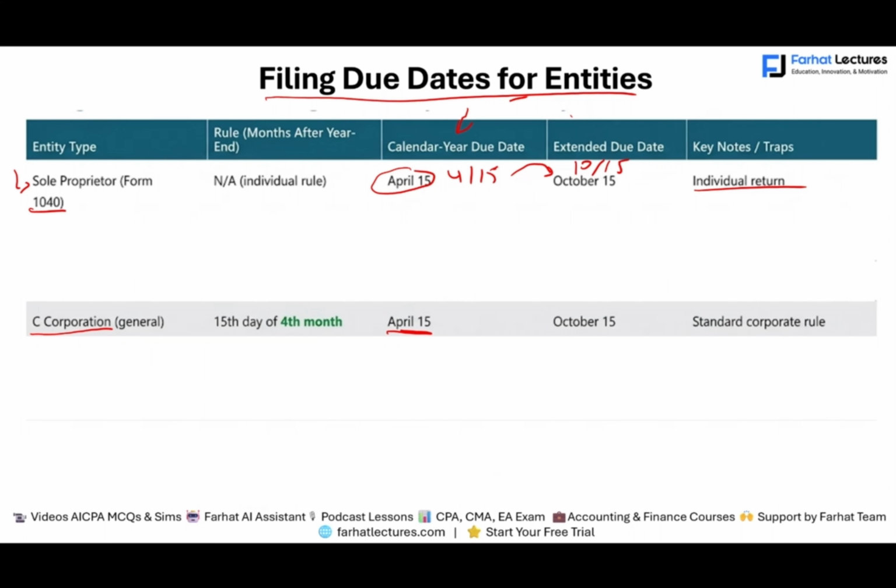Here's how I would like to look at it. I would like to look at it 3.5 months after year end. Another way they look at it is the 15th of the 4th month. I like to say from year end, count 3.5 months, a quarter and 15 days. And the same thing if you want to file an extension, you have till October the 15th. So notice C corporation and individual, basically, as long as the C corporation has a calendar year end, it's the same due date.